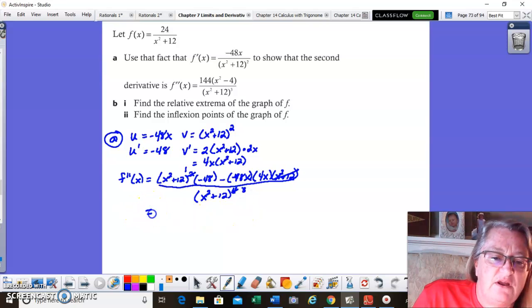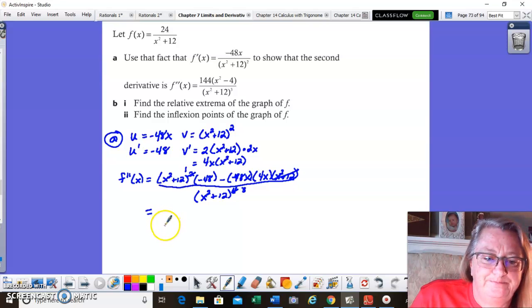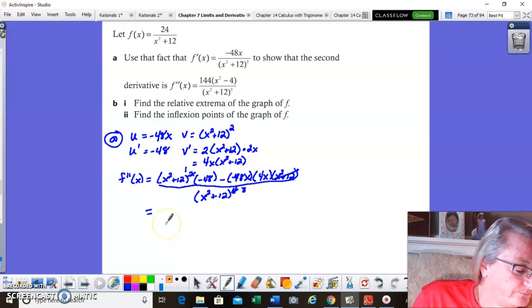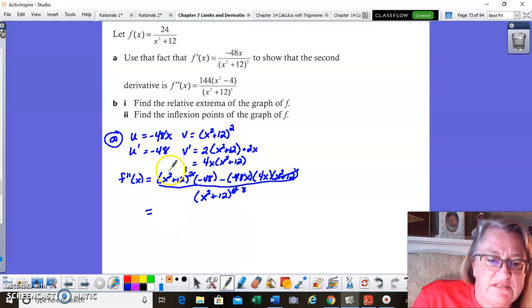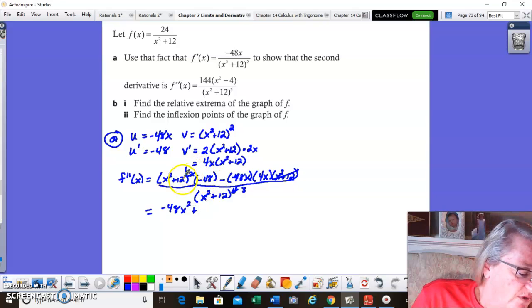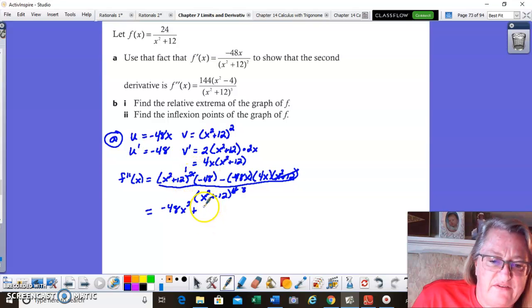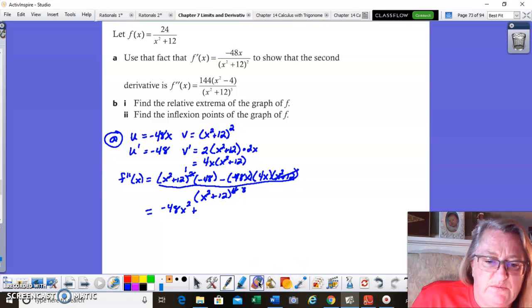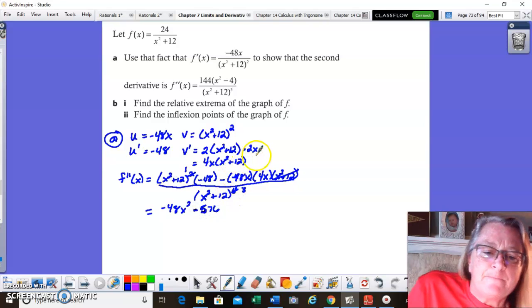As I rewrite this, I'm going to also do some simplifying. Let's go ahead and distribute this negative 48 to both of those things. So that becomes negative 48x squared plus, and negative 48 times 12 is negative 576, which means I need to turn that to a minus sign. Negative 576. All right, I canceled that out.